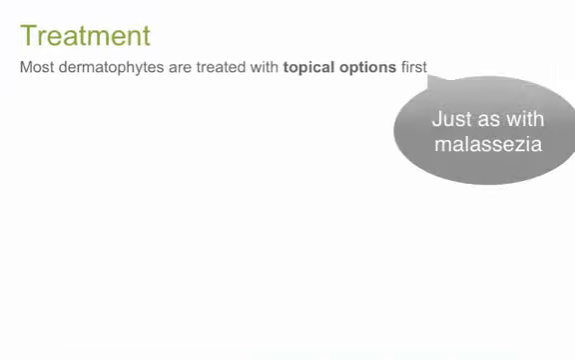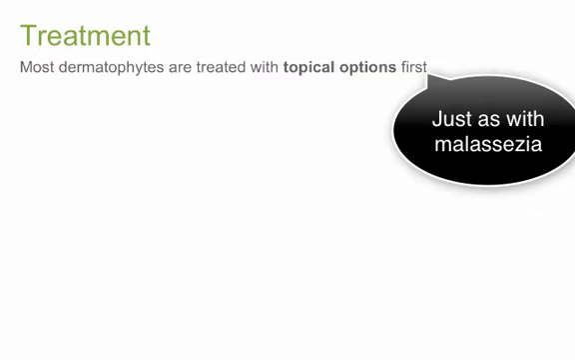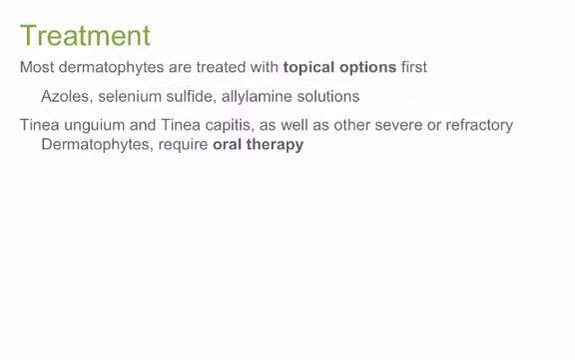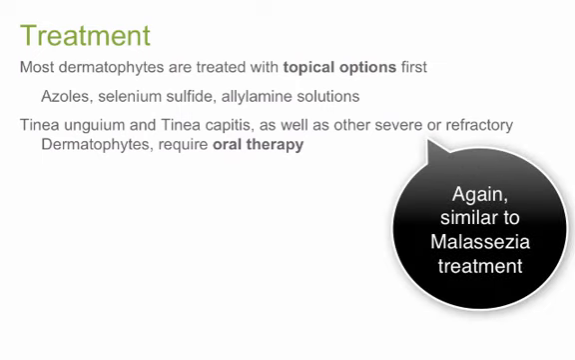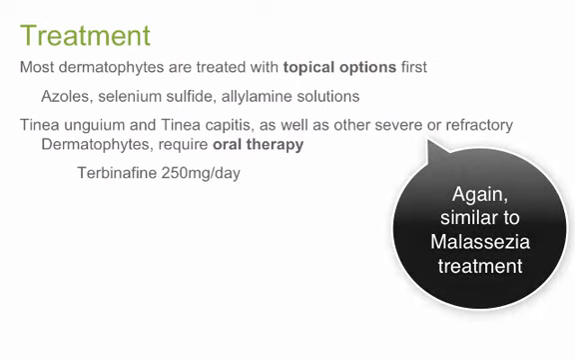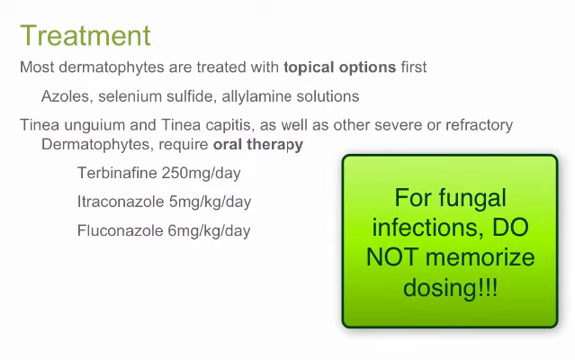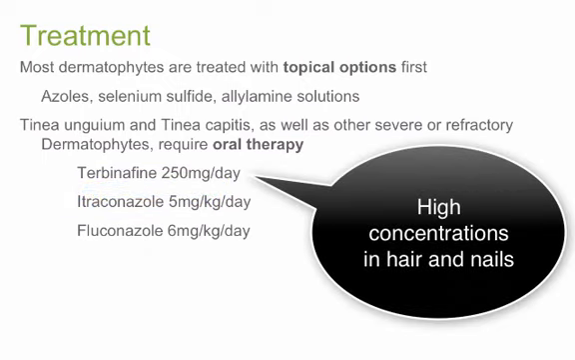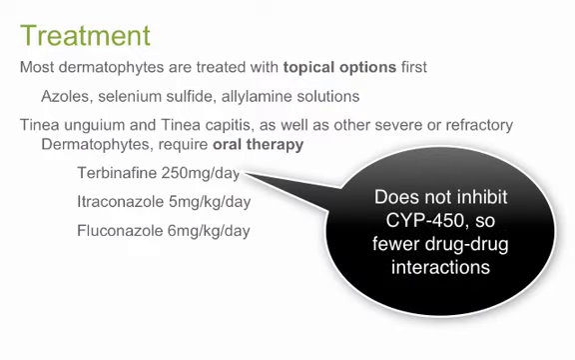Multiple options are available to treat dermatophytes. For most infections, topical options are tried first. Tinea unguum and tinea capitis, however, as well as any other severe or refractory dermatophyte infection, require oral therapy. Oral therapy options include terbinafine, itraconazole, and fluconazole. Most texts list the allylamines as the preferred agent. Terbinafine reaches high concentrations in the hair and nails, and, unlike the azoles, it's not a strong CYP450 inhibitor.